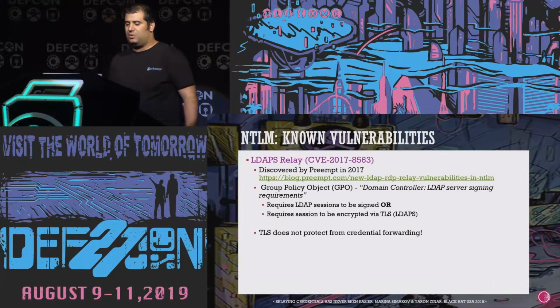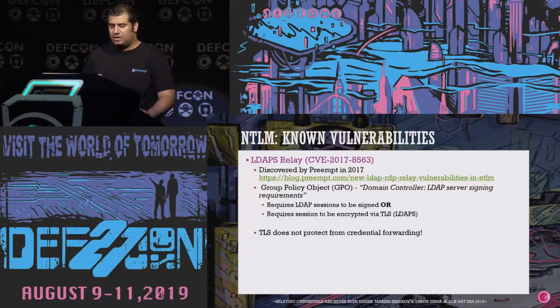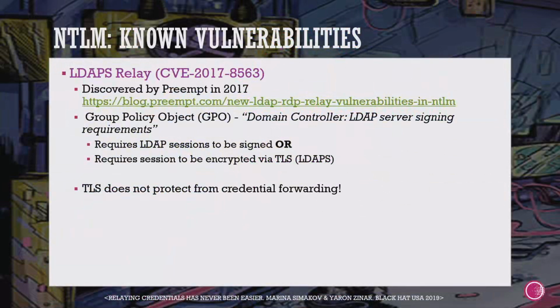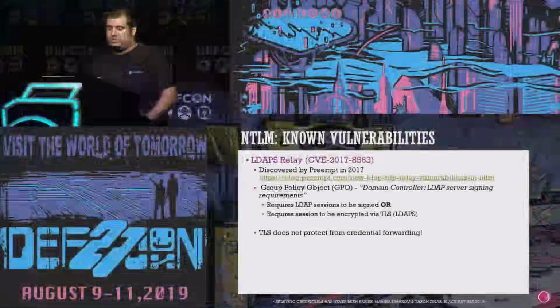So the first vulnerability I want to talk about is LDAPS Relay. That vulnerability was discovered by our team in 2017. As Marina mentioned, NTLM is not protected by default from NTLM Relay. To protect a specific application, you'll need to either enable server signing or EPA. For LDAP servers on the domain controllers, there is a GPO for enabling LDAP server signing. When that GPO is enabled, the LDAP server would accept LDAP requests that are signed, but also it would accept any LDAP request over TLS. This is sometimes referred to as LDAPS.